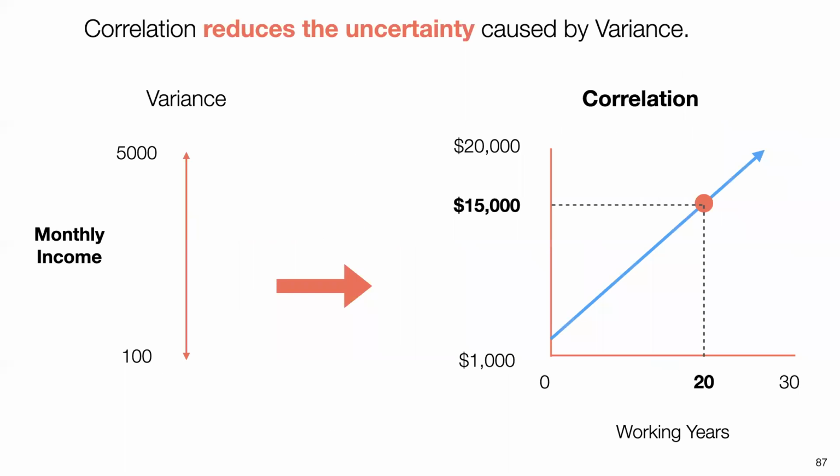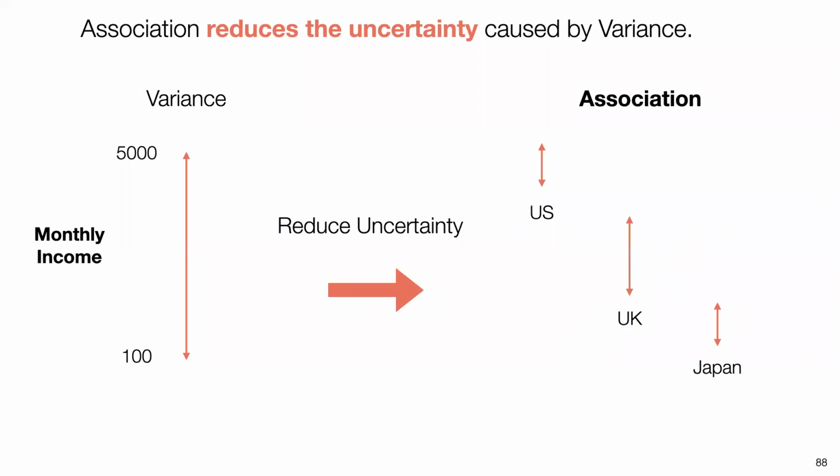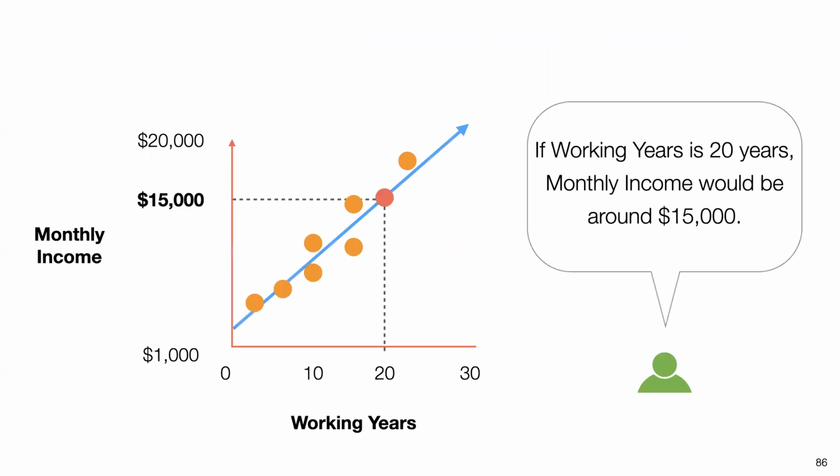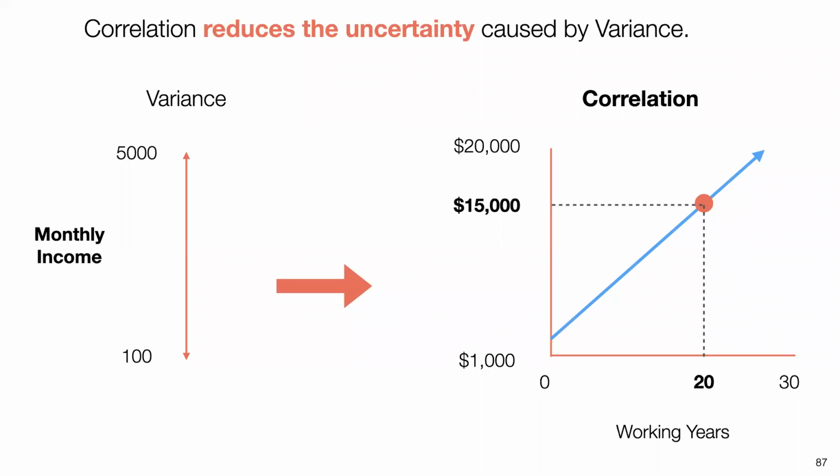So what just happened is, if we find a correlation, that means we can reduce the uncertainty. Oops, what happened here? Uncertainty, in this case, is the monthly income. We don't know if it's $100 or $5,000. I think the left-hand side number is wrong. I think that should have been $1,000 to $20,000. And we don't know, but once we find a correlation by using one variable, in this case working years, then we can better answer how much monthly income will be.